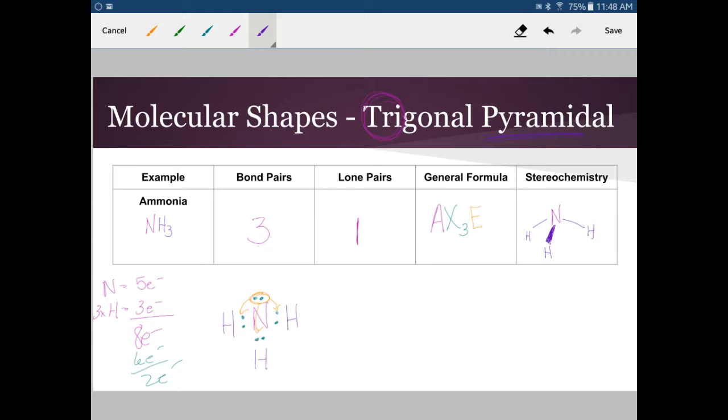Notice that this is a 3-dimensional molecule. It exists in 3 dimensions. Again, this number of bond pairs and number of lone pairs tells us our general formula, and it also tells us our stereochemistry. It also tells us that we have this trigonal pyramidal shape. And again, we create this pyramidal shape because this lone pair repels those bonding pairs a little bit stronger, flopping them down around that nitrogen.